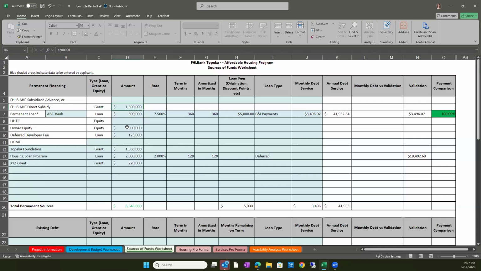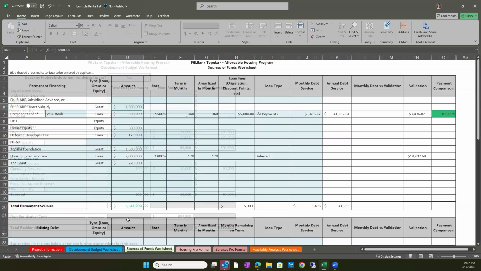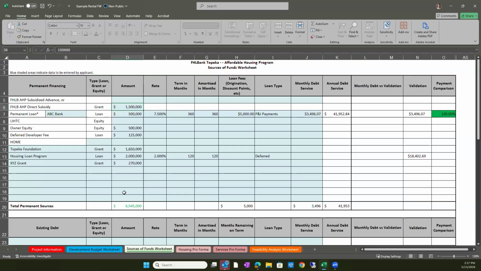Okay. Within this section as a whole and the permanent financing section, please note that you need to show a need for the AHP subsidy in this section. So if you have applied for or have received sources in excess of the total development costs that are at the bottom of your development budget over here. Right now we've got $6.545 million in expenses. If your sources total out more than that, then we may be reducing or removing the AHP subsidy accordingly.